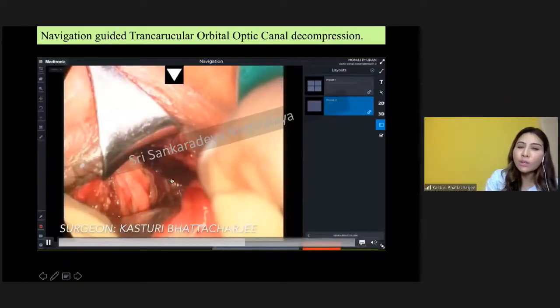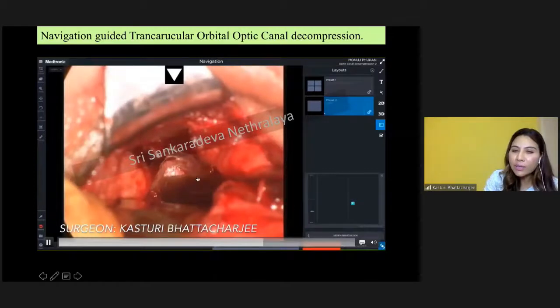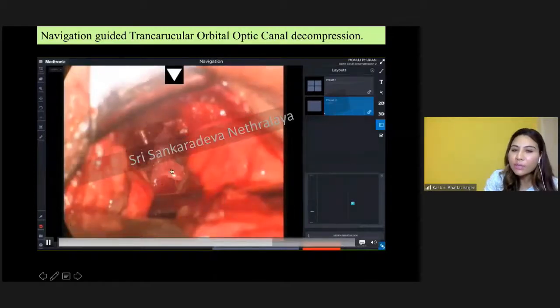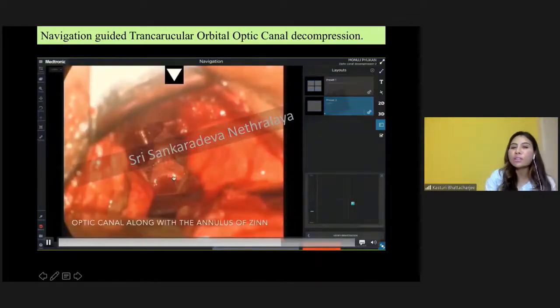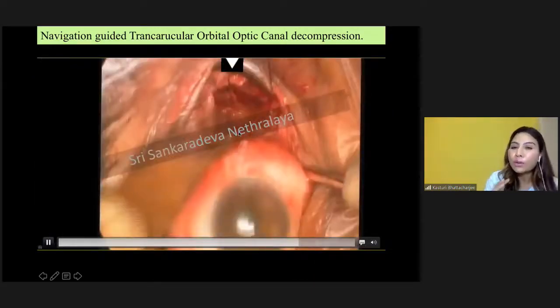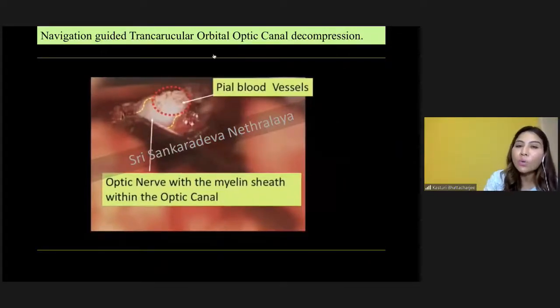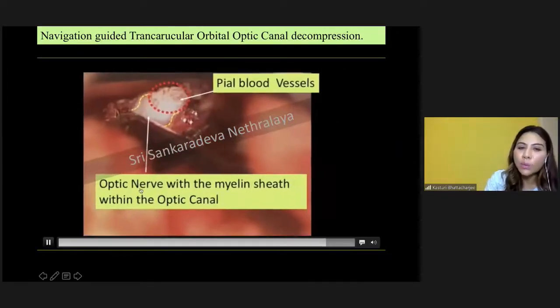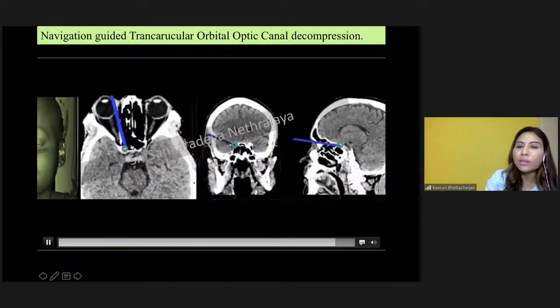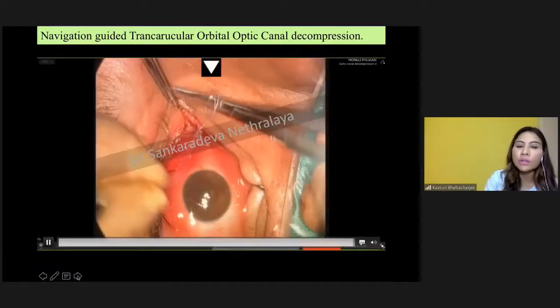As you keep on going down, this is the optic canal that you can see, and this is the annulus of Zinn. So when you see this annulus of Zinn and you see this optic canal, you just need to decompress the toughest, the hardest part of the optic canal, and then the whole of the optic nerve is seen very well. And then when you put the navigation and it shows that you have reached the targeted area, that means you are done with the surgery.